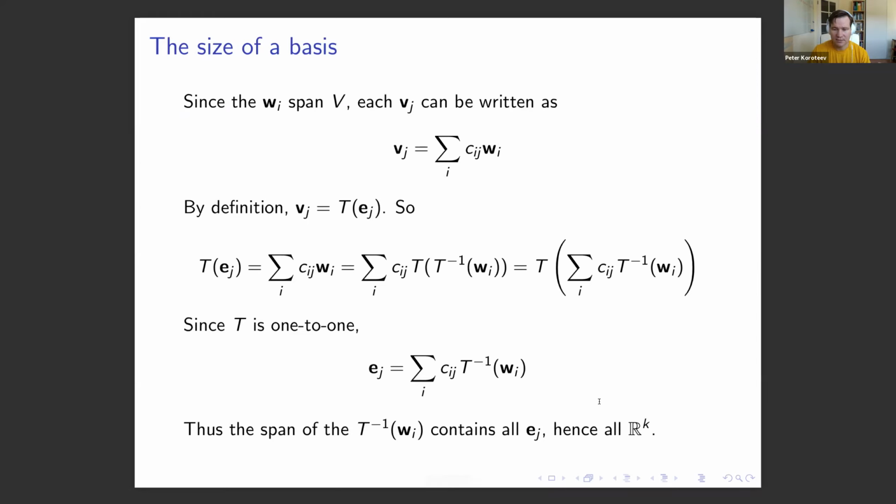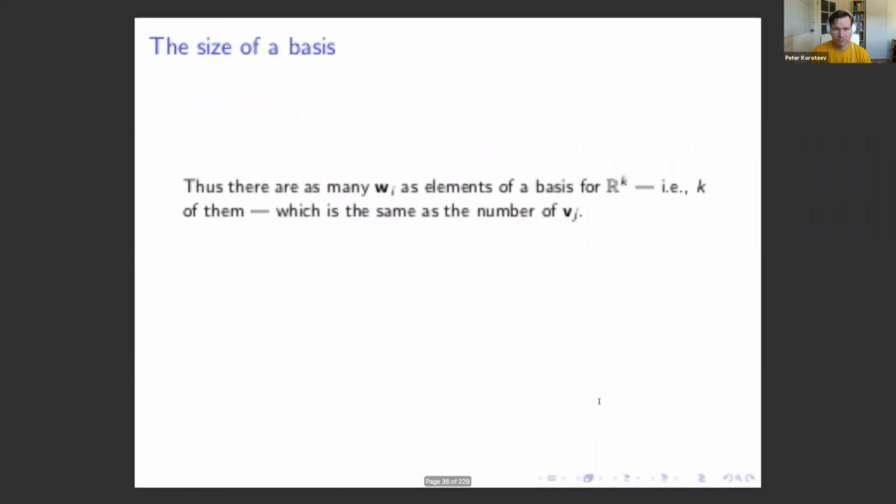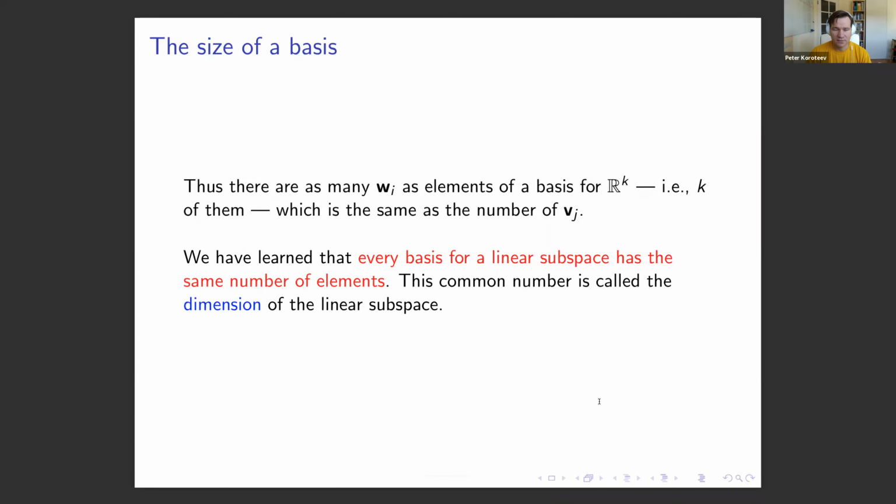Because the Ej's form the basis. So the Ej's are canonical. This is the so-called canonical basis. It's the vectors 1, 0, 0, 0, then 0, 1, 0, 0, and so on. Thus, there are at least as many Ws as elements of a basis of Rk, i.e., k of them, right? Which is the same as the number of Vj's. So the l, which we had a couple of slides ago, is equal to k.